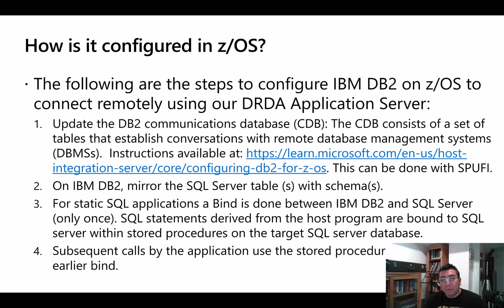On IBM DB2, you have to mirror SQL Server table or tables with schemas. For static SQL applications, a bind is done between IBM DB2 and SQL Server only once. Then SQL statements derived from the host programs are bound to SQL Server within the stored procedures on the target SQL Server database. And this happens with the help of Host Integration Server. And I'll show you that as well. Subsequent calls by the application use the stored procedures defined by the earlier bind.